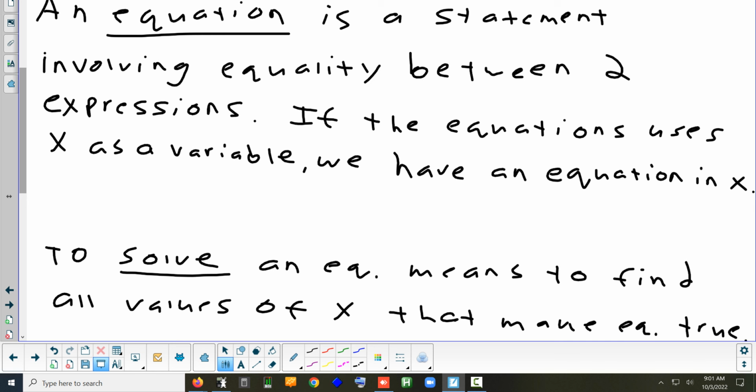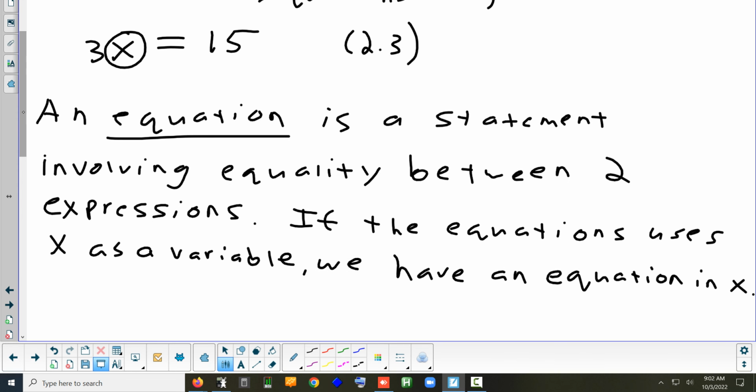So when we want to solve an equation, that just means we're trying to find a value or values. Sometimes there's more than one, especially with quadratics. But find the values of x that make it true. So if I go back to this one, 3 times something gives me 15. In this case, it would be 5. 3 times 5 equals 15. And 5 is the only answer to this problem. There is no other answer.